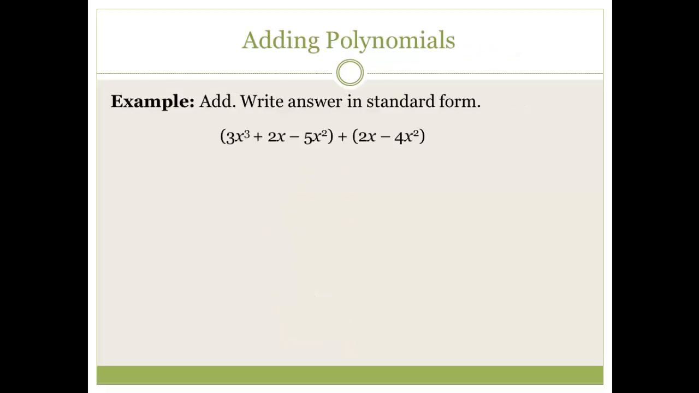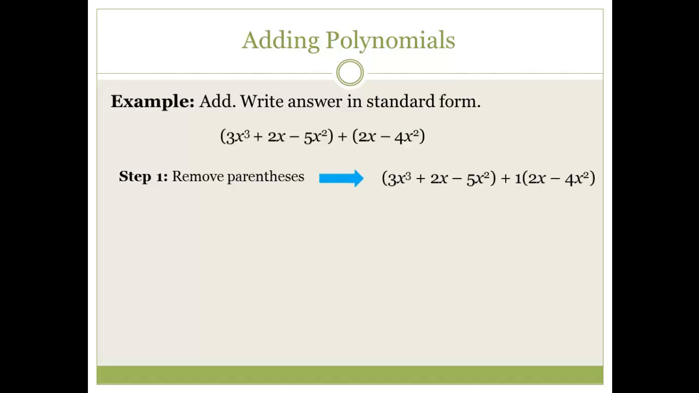In this example, we want to remove the parentheses and add. If there is no number in front of the parentheses, it is an automatic 1. Distribute the 1 to both terms in the parentheses. Once we have removed the parentheses, we can combine like terms. Make sure to arrange them in descending order of the exponent.